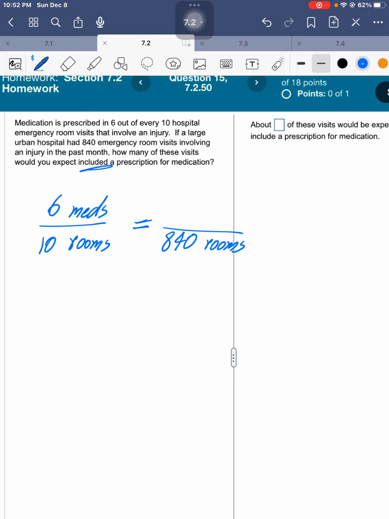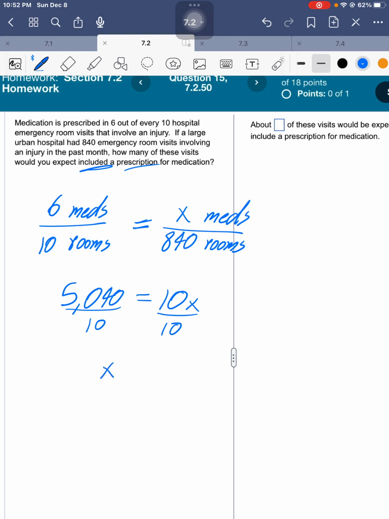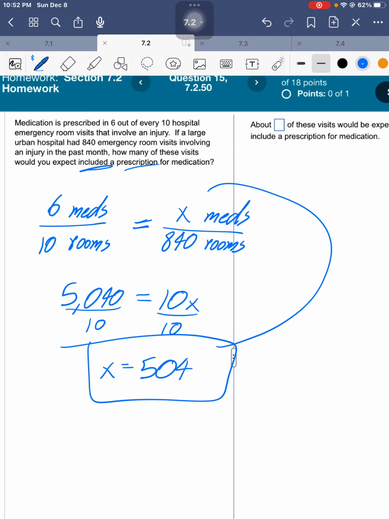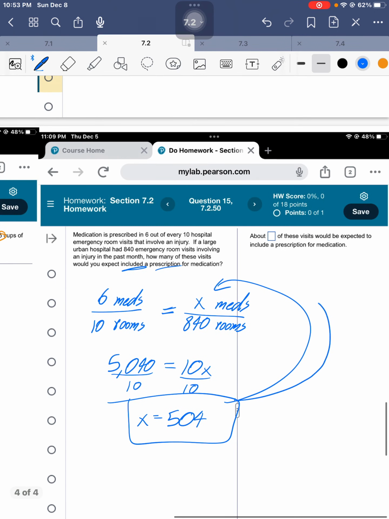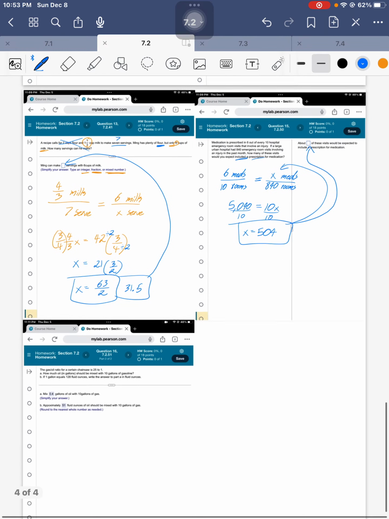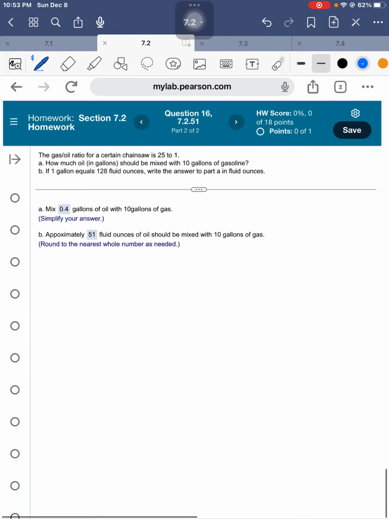How many of these visits would you expect to include a prescription for medication? Okay, so x meds. Once again, guys, we're just going to cross multiply. 6 times 840, 5040 equals 10x. Divide by 10, divide by 10, x equals 504. Okay, and that's it.